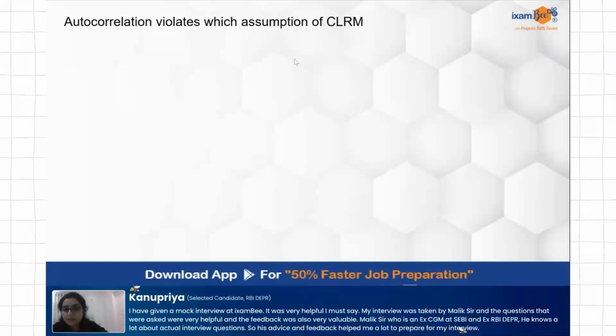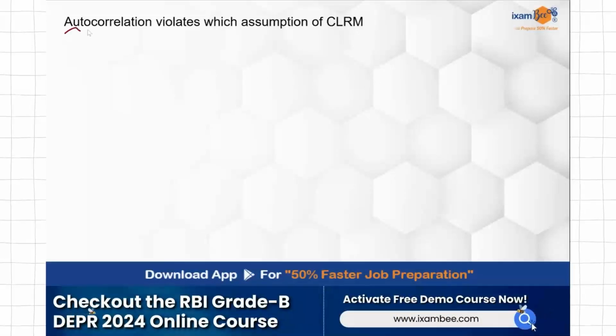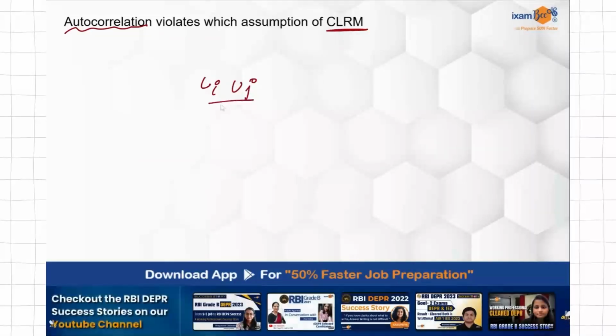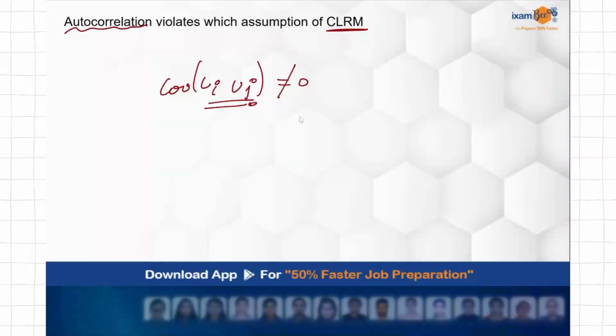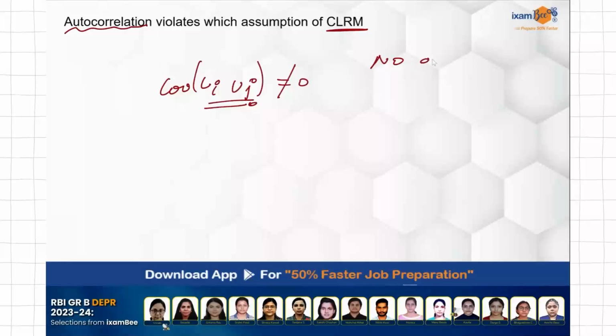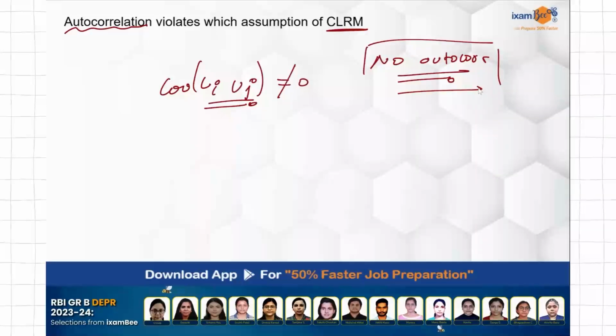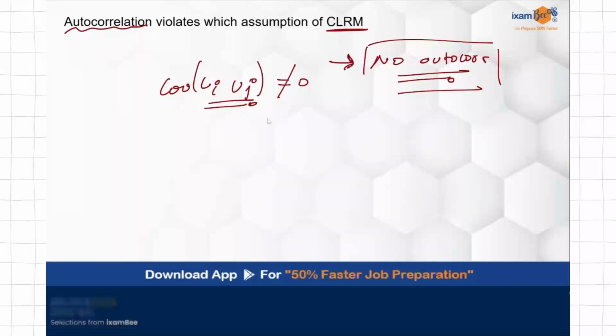Autocorrelation violates which assumption of the CLRM? Autocorrelation violates the no autocorrelation assumption of the classical linear regression model. It says that it should not happen that the two error terms ui and uj are correlated with each other. Therefore, the covariance of ui and uj should be equal to 0. And if it is not equal to 0, then there is a problem of autocorrelation. So the assumption is that there is no autocorrelation between the error terms, and autocorrelation violates this assumption, right?